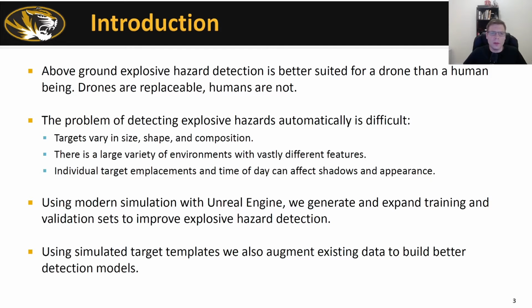And what we've done is we've used the Unreal Engine here, and we've generated and expanded our training and validation sets by using totally simulated imagery of explosive hazards. And then we've also taken simulated target templates that we've made in Unreal Engine, and we've used those to create more data from the existing real data that we already had. And the idea with both of those is to build better detection models by including that extra data.